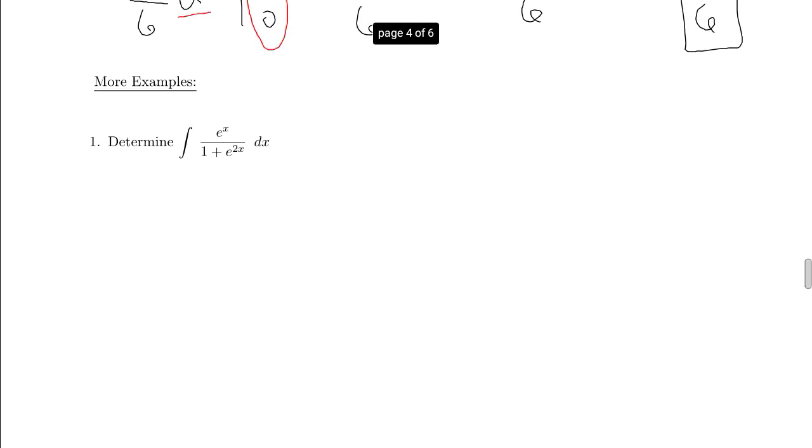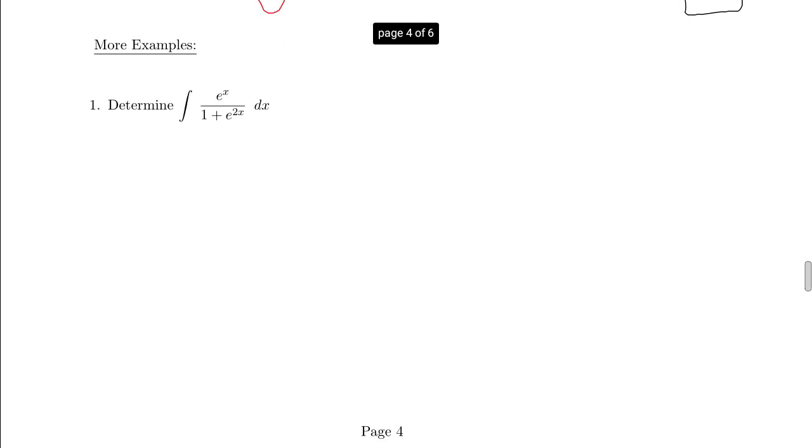Okay, so let's work through a few more examples just to try to really solidify the technique of substitution. And so we'll be switching back and forth between indefinite and definite integrals just to make sure we're used to both. So this next example, we're working with an indefinite integral because there's no bounds on the integral. And so this kind of looks like a complicated thing. We've got an e to the x and a 1 plus an e to the 2x.